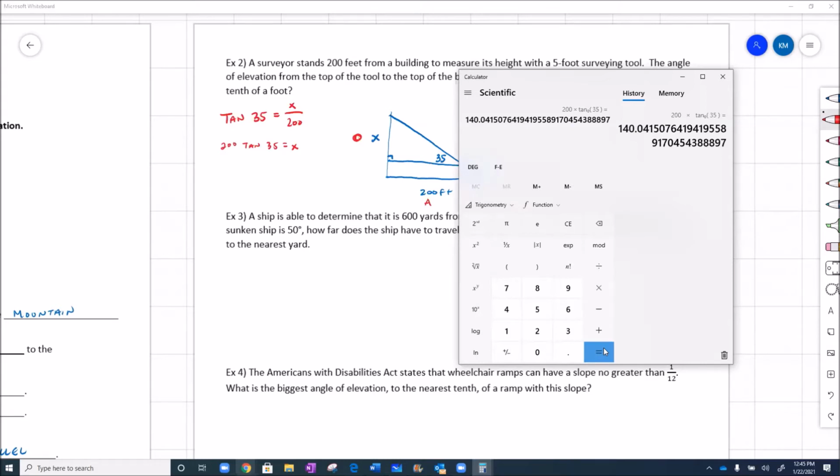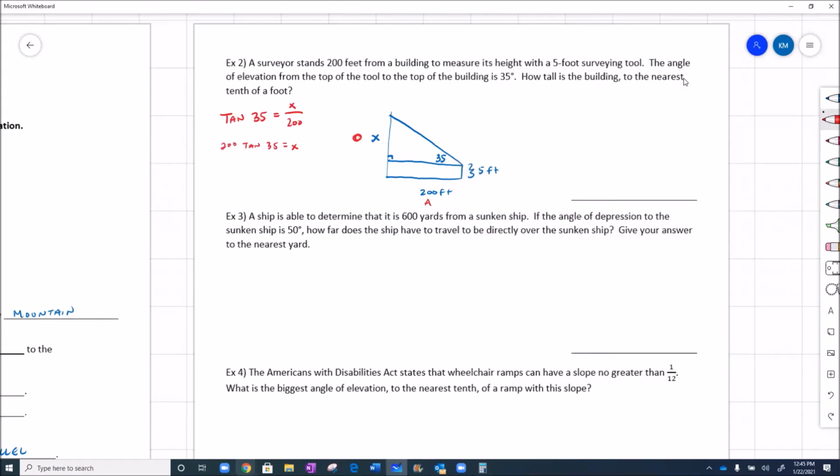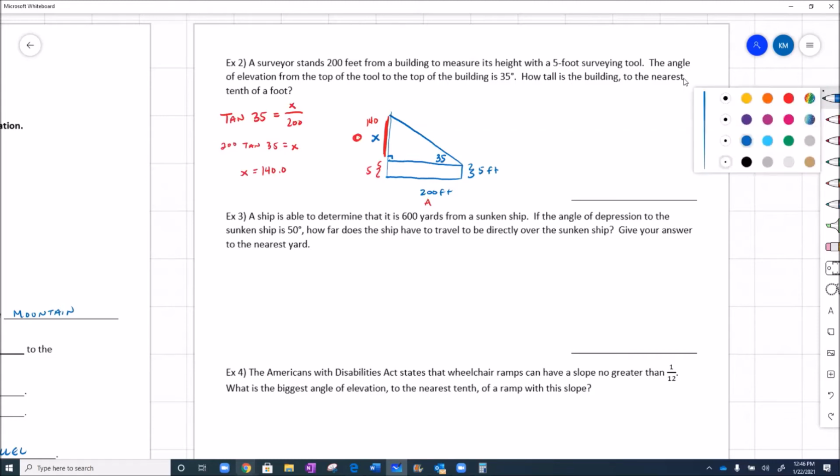And that equals 140.04. Okay, so 140.04, which to the nearest tenth is just 140.0, is x. A lot of people will put that in as an answer because we've done math and that's what we got. But remember here that we found out that this was 140. Our surveying tool is 5 feet tall. And so when we talk about how tall the building is, remember we have to add that 5 feet to it as well. So our actual answer is 145 feet. And I guess we should say 0.0 since they told us to round to the nearest tenth.